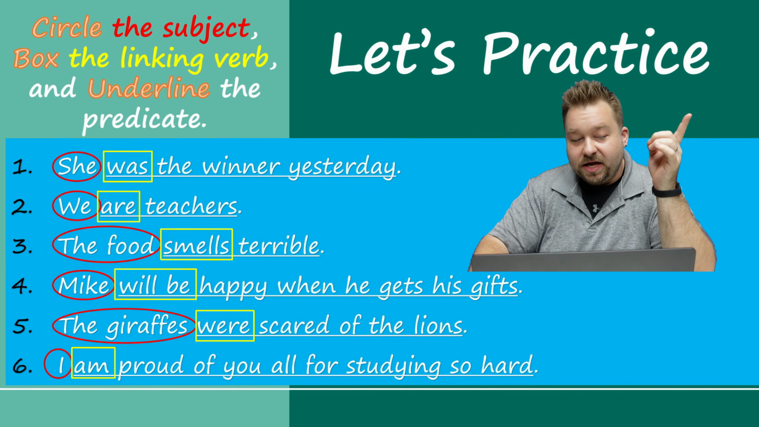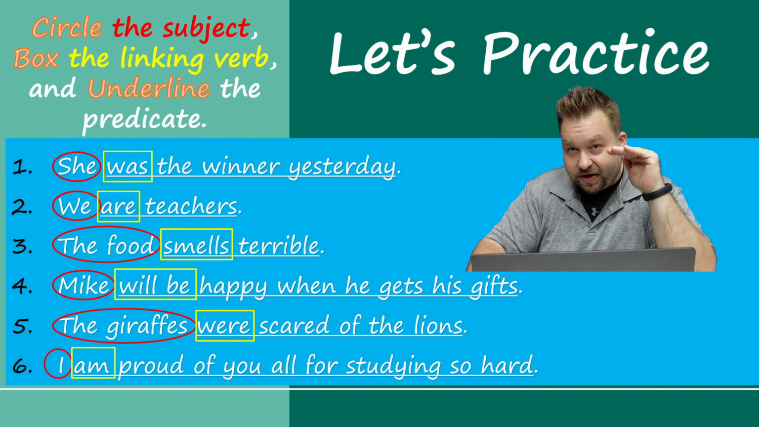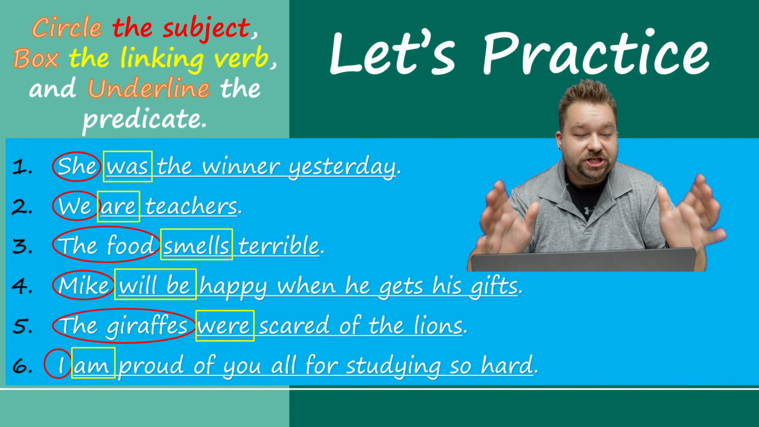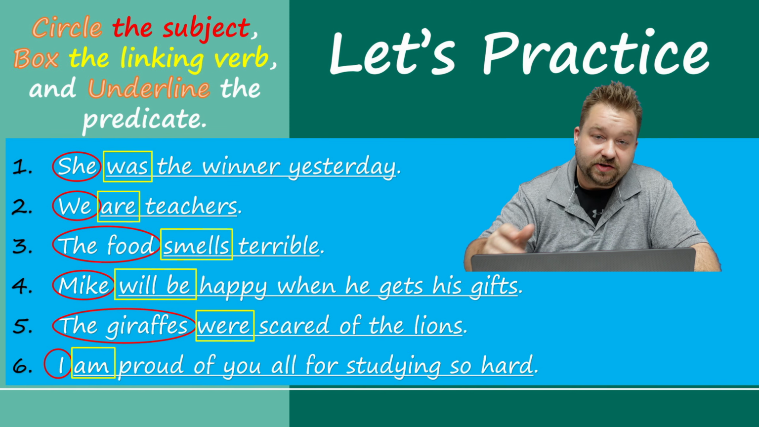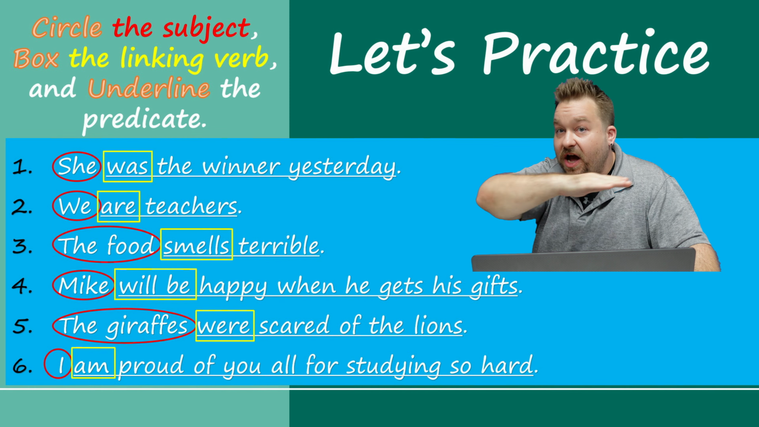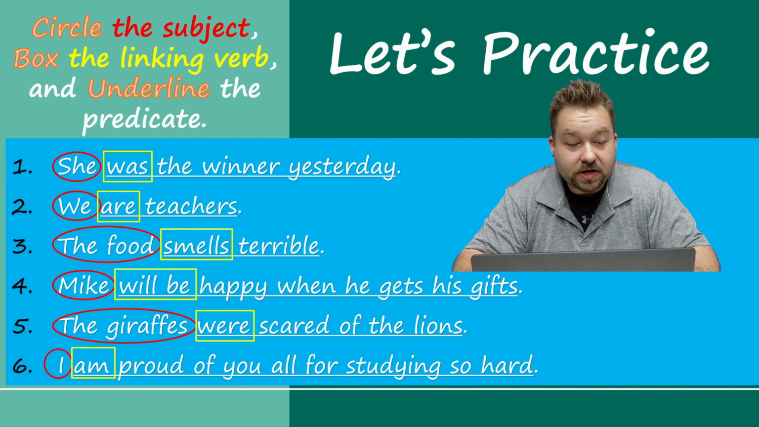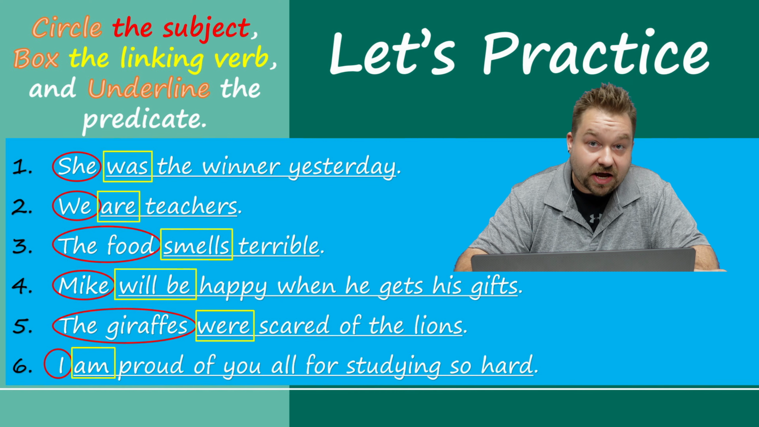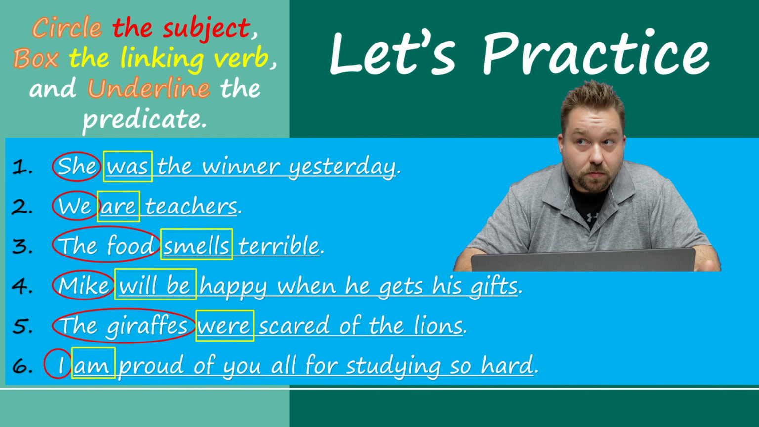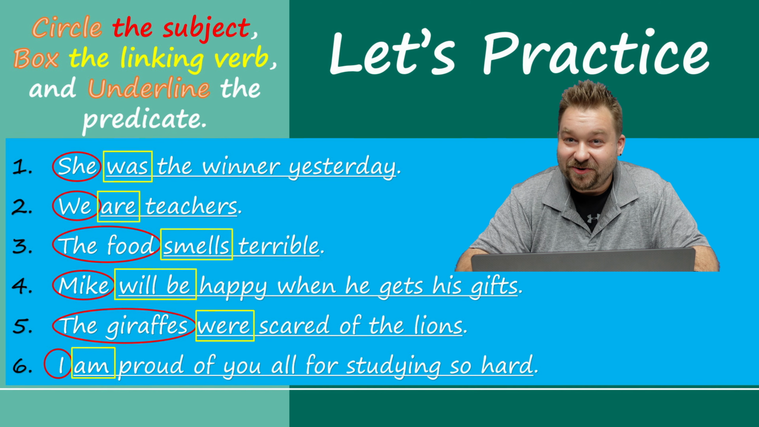Now, let's go through and break these down. Number 1, she. Well, that's our subject, right? So that means the next half is our predicate. We underline our predicate. Was the winner yesterday. Now, what's our linking verb? Be verb. Was. That first word. That's the linking verb.